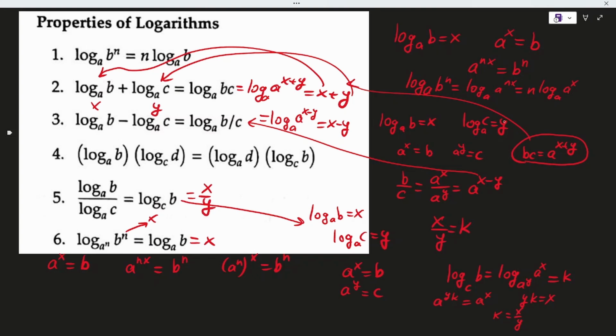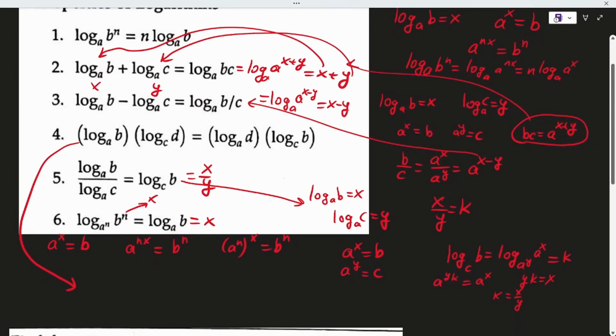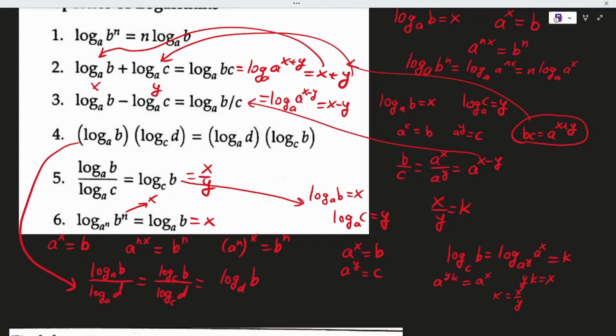And we are done. And for the fourth equation, I think this is the hardest one. For this one, we can apply lemma 5. If we apply lemma 5, we get log base a of b divided by log base a of d. This equals log base c of b divided by log base c of d. And by using lemma 5, this one equals log base d of b. And similarly, the first one also equals the same thing. And clearly, we get an equation which is always correct.